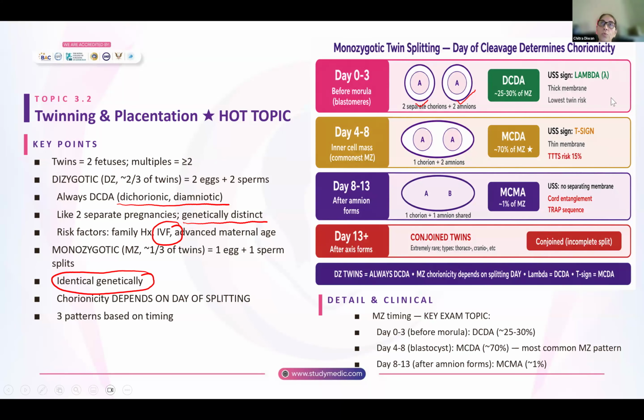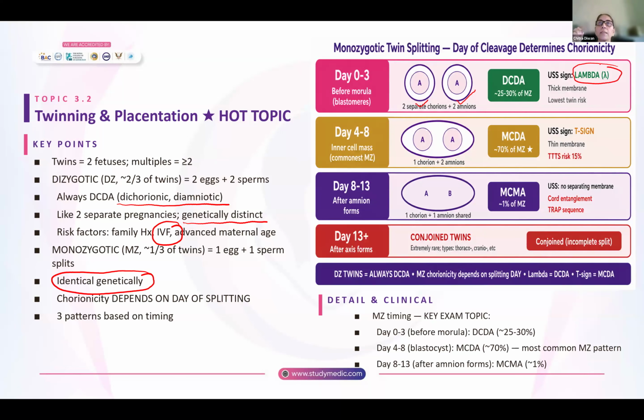How will you know whether this is a monochorionic or dichorionic twin? If it is a DCDA twin, when you are doing the scan, you will get the lambda sign, where the membranes are attached.